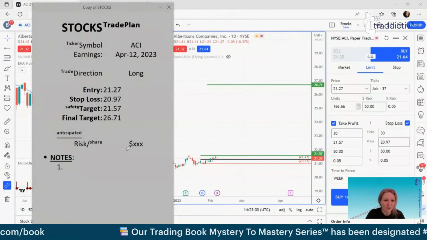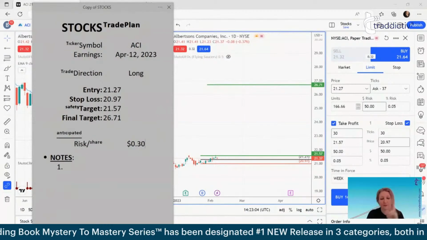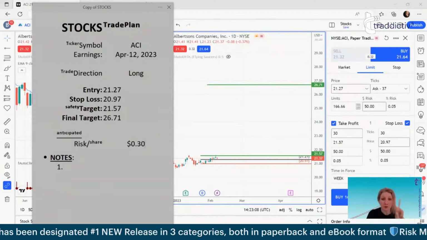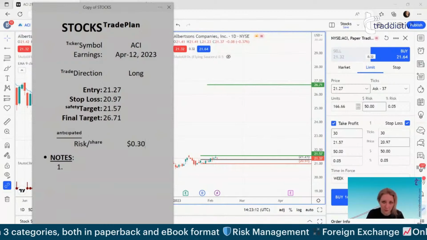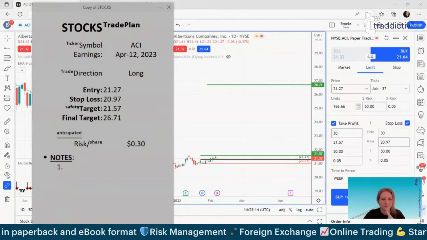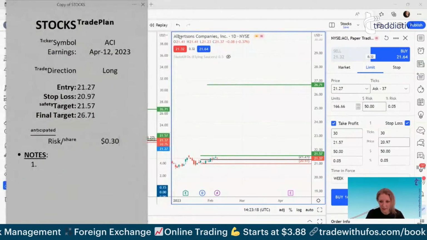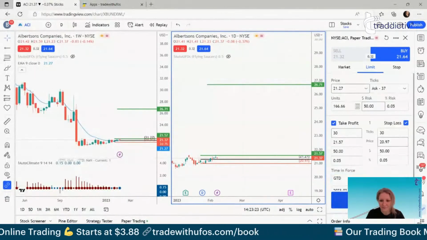50 on each side. Risk per share is 30 cents. If you're going to do two sides of the trade, then obviously it's a 60-cent risk in total per trade. Okay, so that's the trade there. Let's now put this on. I'm going to put the time in force as GTD, put that in.